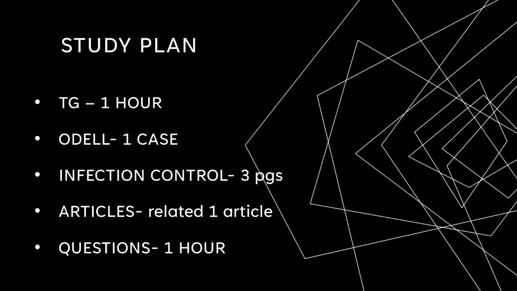But there is only one guideline that you need to study, which is the latest infection control, version 4. So you only need to study that book and try to read at least 3 pages a day. And articles, as I always say, always read at least one article per day, but always do it with related topics together. That would really help you.